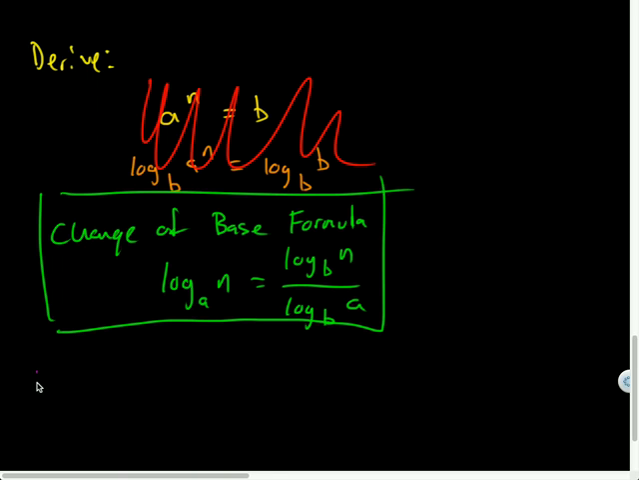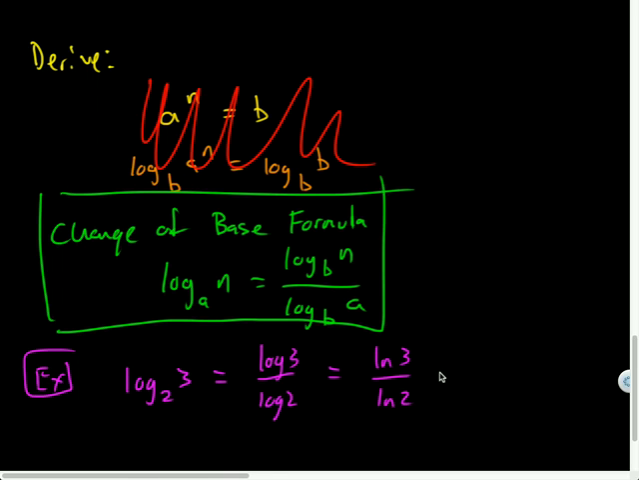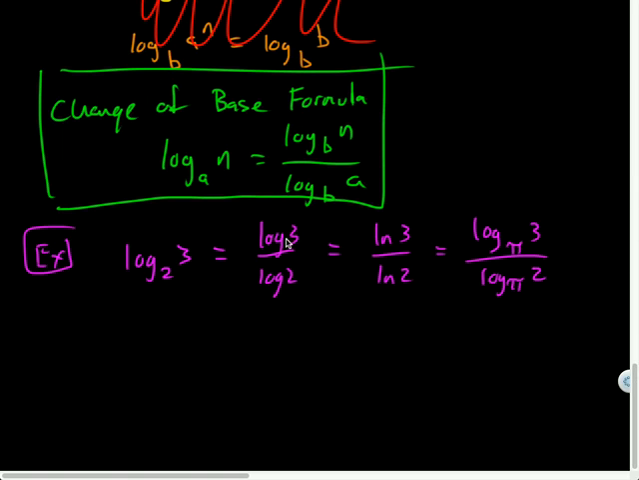But it turns out that if you wanted to evaluate, like I said a moment ago, log base 2 of 3, that this would equal, notice that both of these log base b's are completely unrelated to the a or the n. I could have log of 3 over log of 2. It would also equal ln of 3 over ln of 2. It would also equal log base pi of 3 over log base pi of 2. Pretty much any base you could take, as long as they're positive numbers, you could end up evaluating what that is.